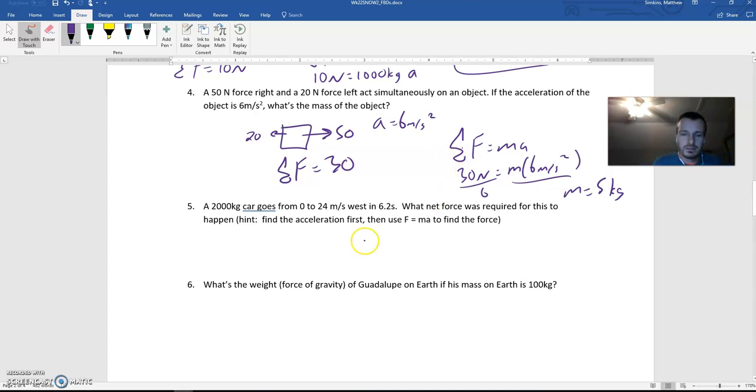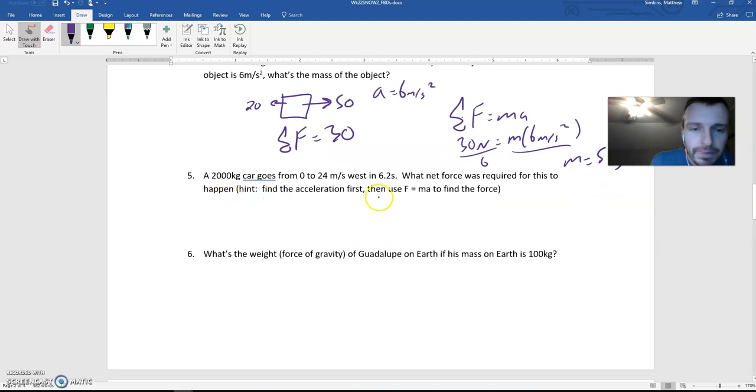Then we have this last one, okay? So I'm going to do these two real quick. The car goes from 0 to 24 meters per second west in 6.2 seconds. Good Lord, there's a lot in there, okay? Check this out. M equals 2,000 kilograms. That's easy to identify.